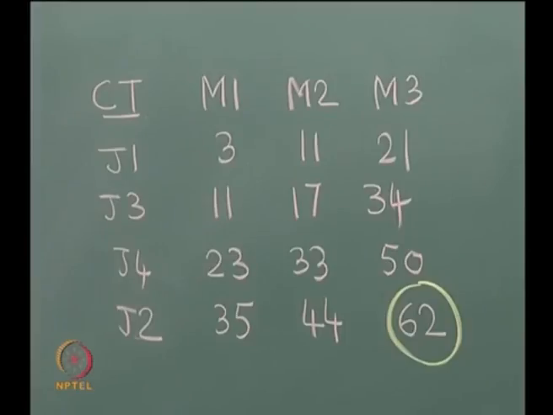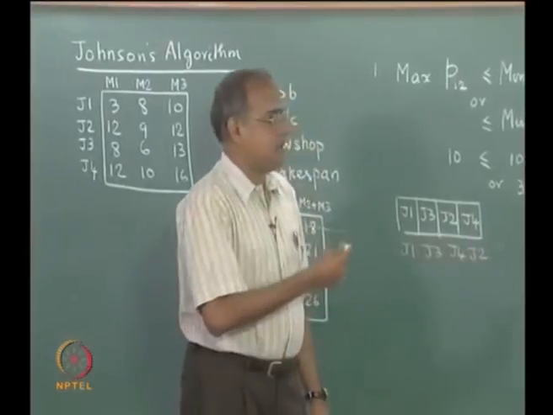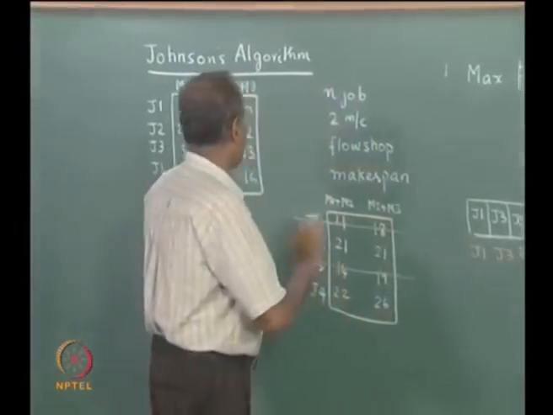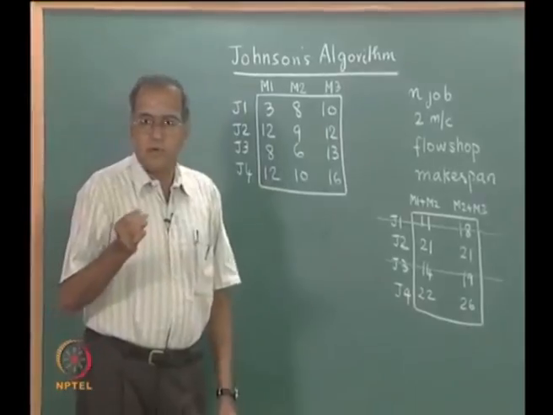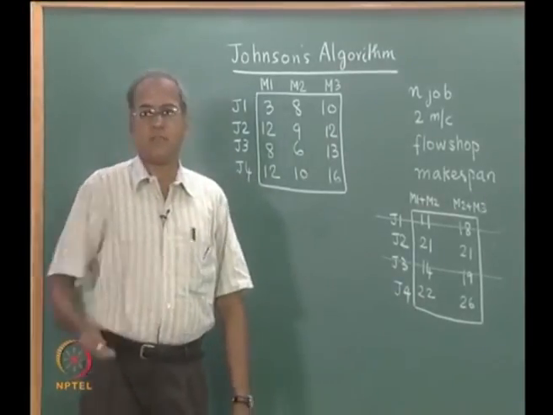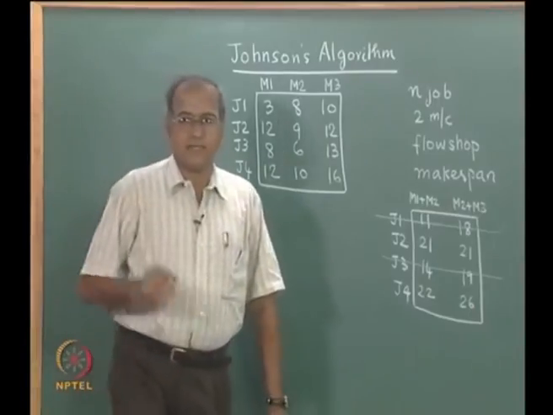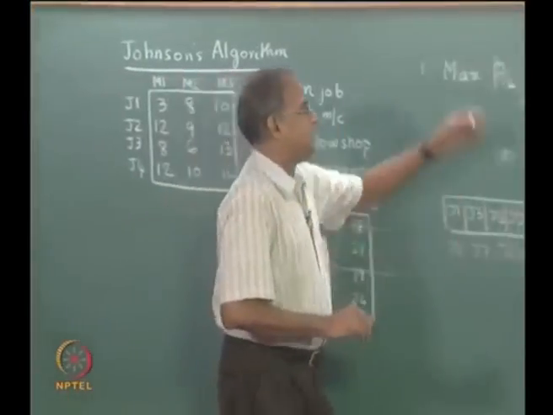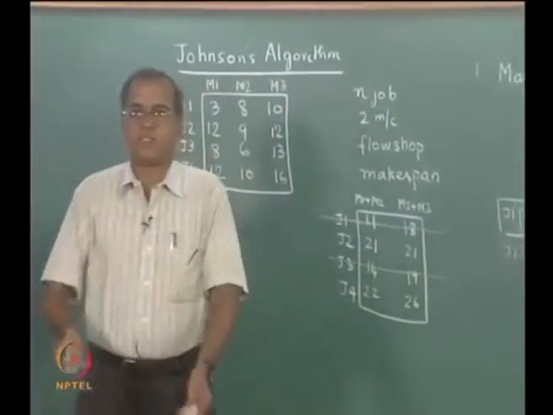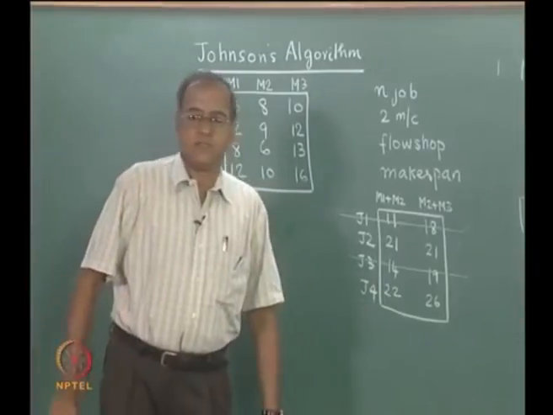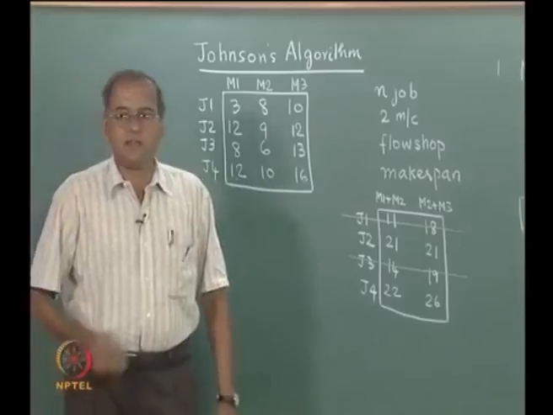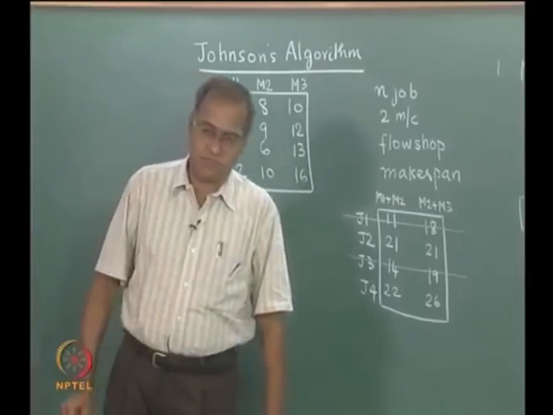So there are two alternate solutions, both of which are optimum with the same make span of 62. So this is how Johnson's algorithm for the 2 machine problem can be extended to a 3 machine case, provided the data satisfies these conditions. So obviously the next question that would come is, what happens if this data does not satisfy the condition? Is there another way to try and get to the optimum solution?